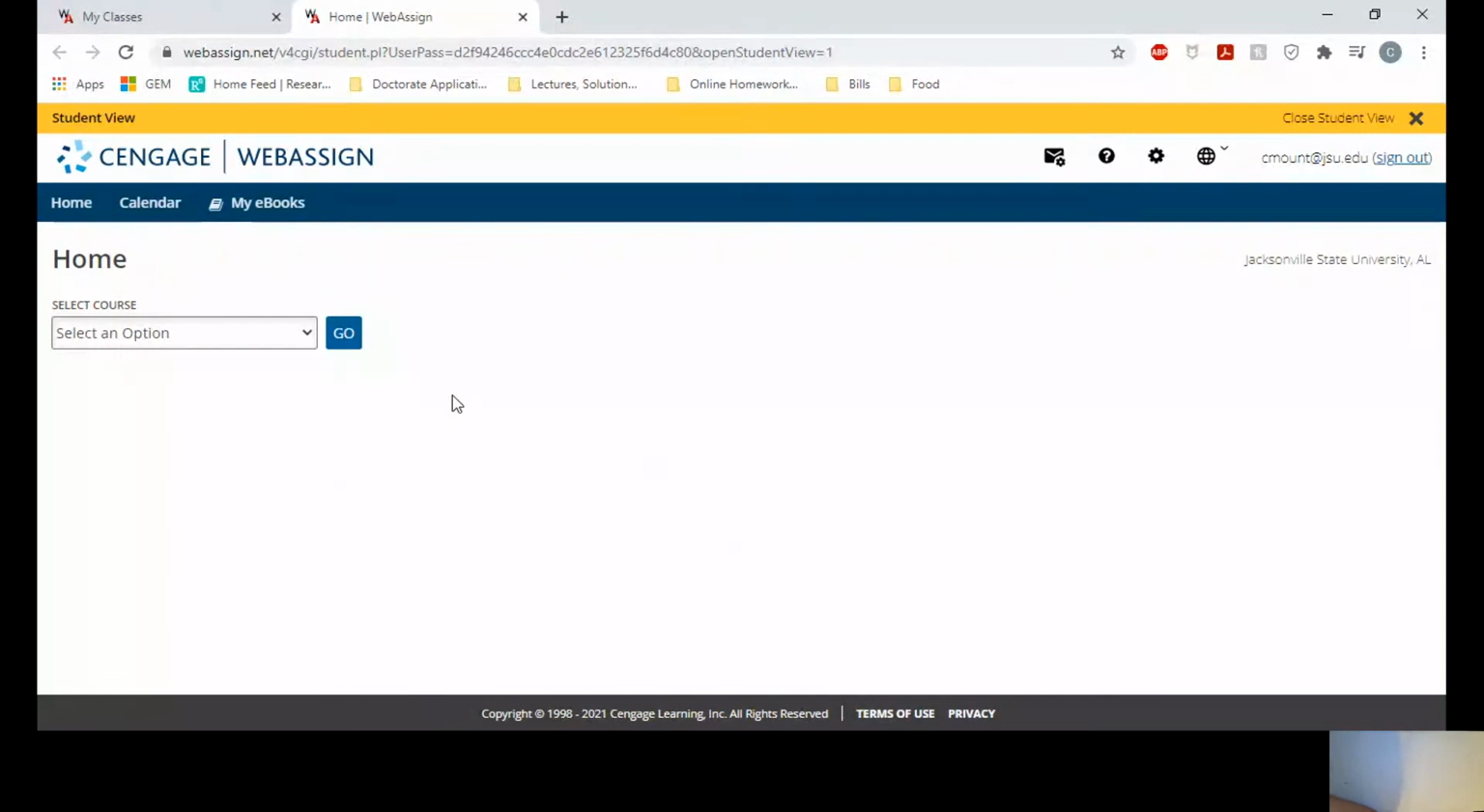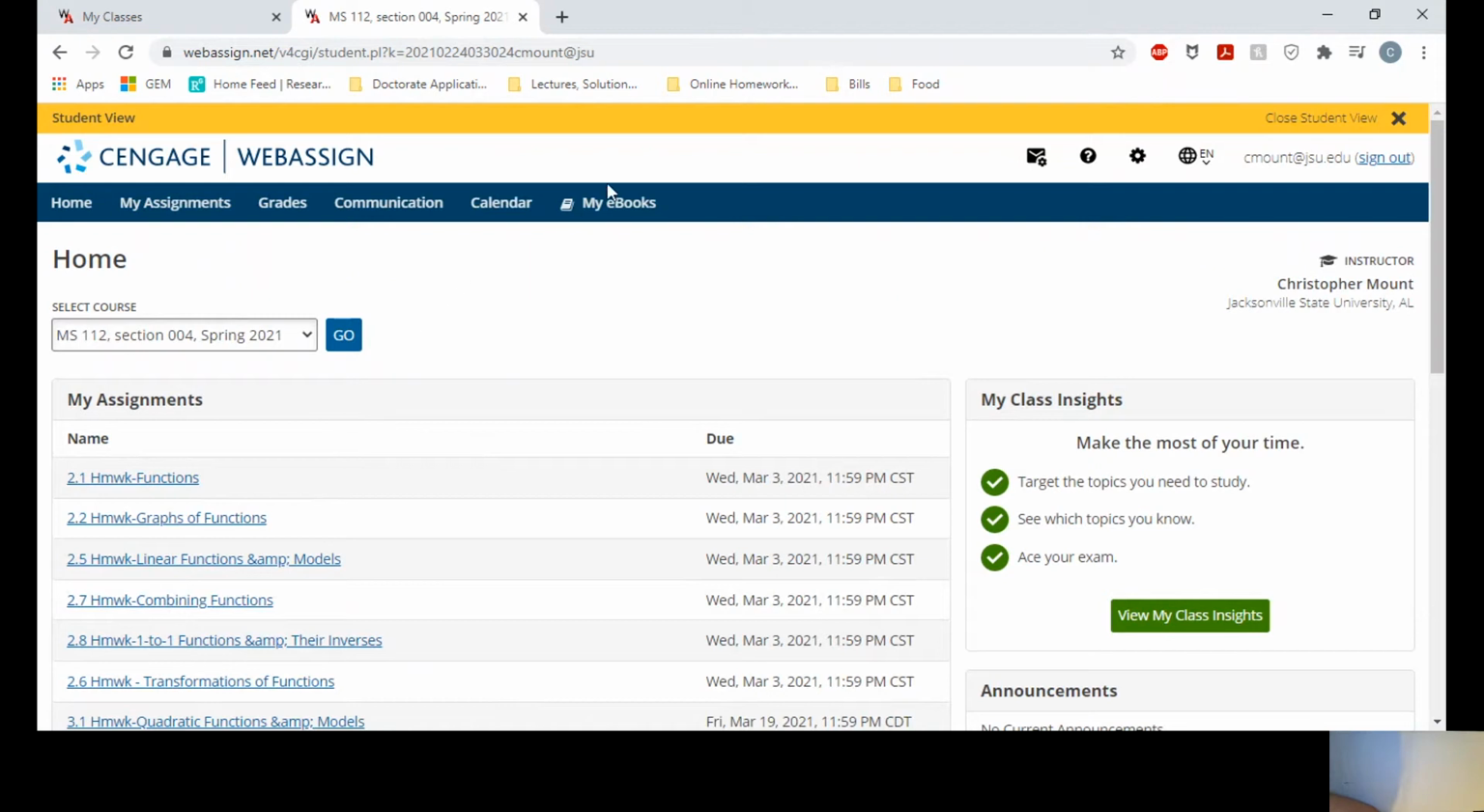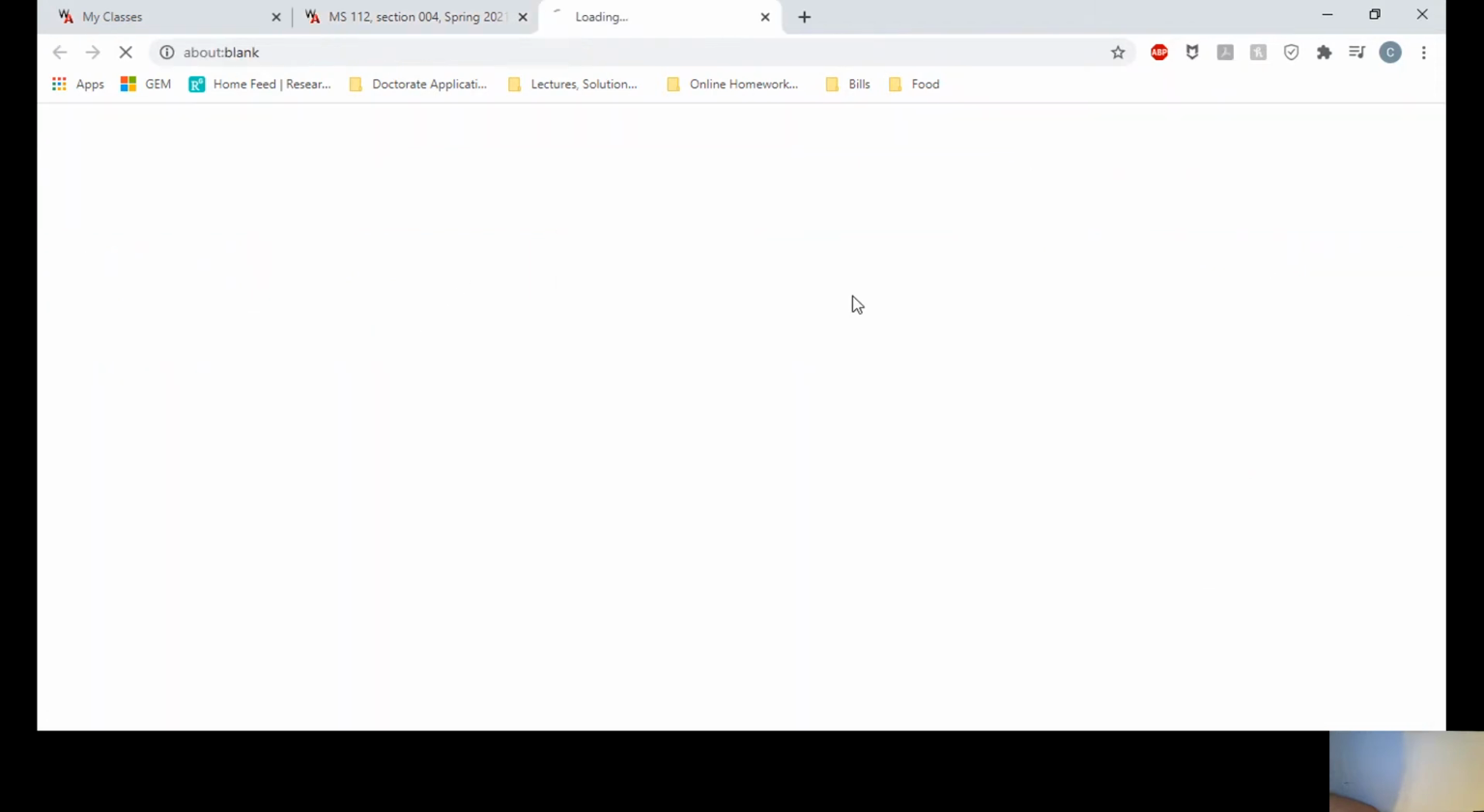Okay, screen share. So this is what you should see. You're going to go to, of course, our class. Maybe you don't even have to do this because you only have one WebAssign class. Okay, and then you're going to go to My eBooks. So this is where the book is. And then, yes, click.